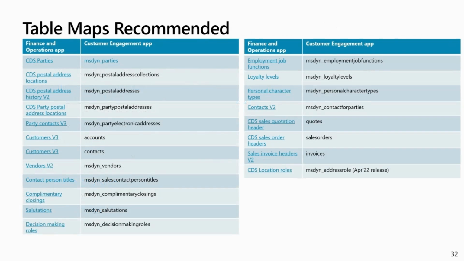And here are some recommended out of box table maps which are used for global address book. You can add additional maps as per your business requirements, but this is the out of box recommendation. Please review the links provided in this slide so that you are able to understand what those mappings are which are given out of box.